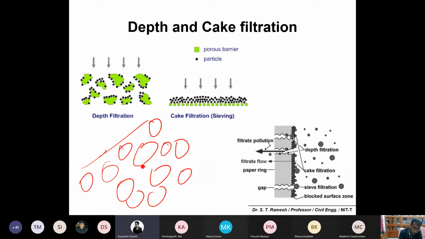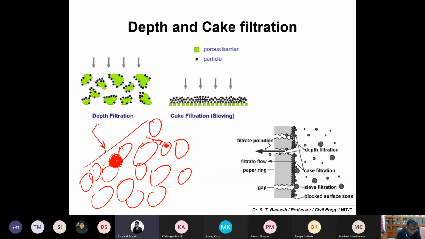This is your grain, and imagine our situation. One flock is coming in, and there could be a possibility of retention at any suitable depth. If it is a particle that is bigger, it may get trapped right here itself. Now imagine the particles are very, very tiny.